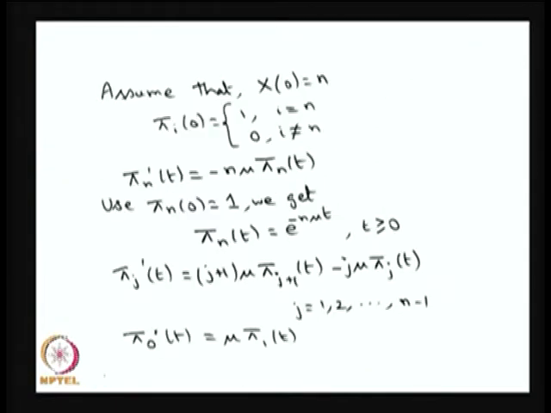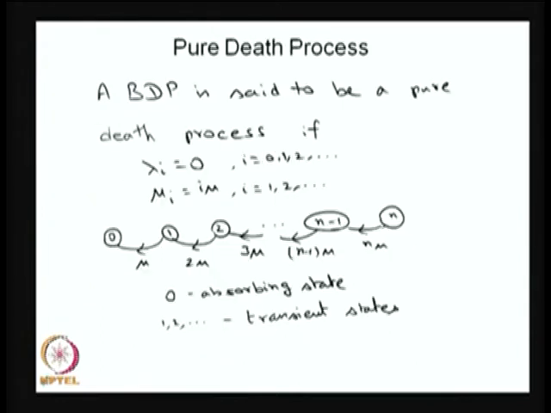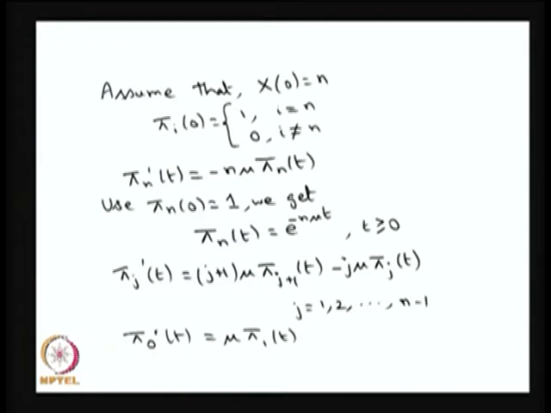With that assumption, I can frame the equation, that is pi n dash of t is equal to minus n times mu of pi n of t. That means the rate at which the system is in the state n is nothing but not moving to the state n minus 1, with the rate n times mu. Therefore, the equation for the state n is pi n dash of t equal to not moving from the state n, therefore minus that outgoing rate, n times mu, being in the state n, therefore pi n of t. I can use the initial condition pi n of 0 is equal to 1.